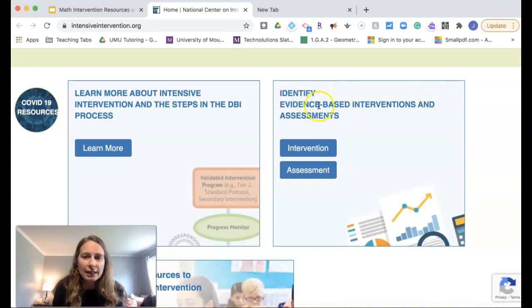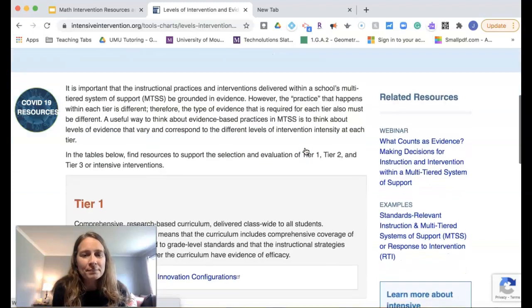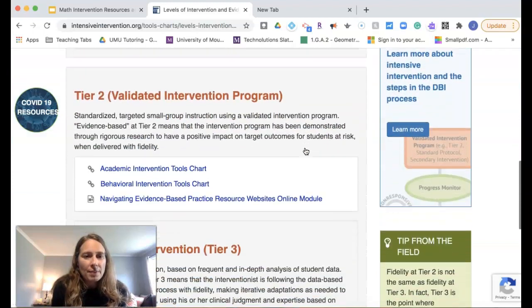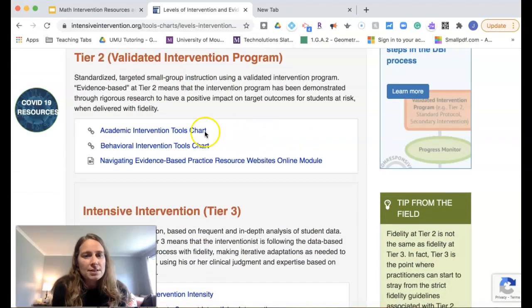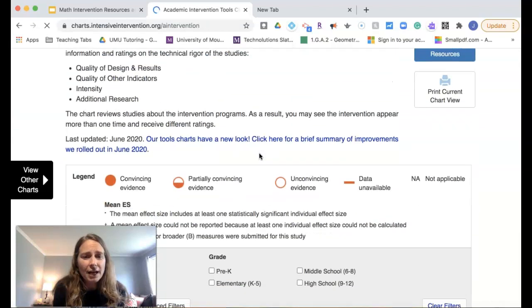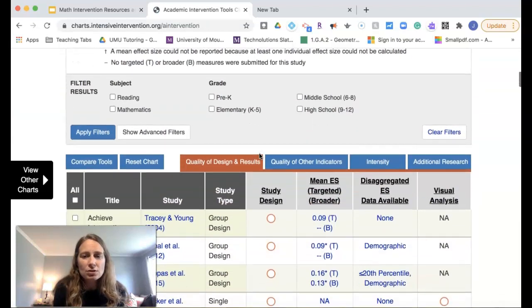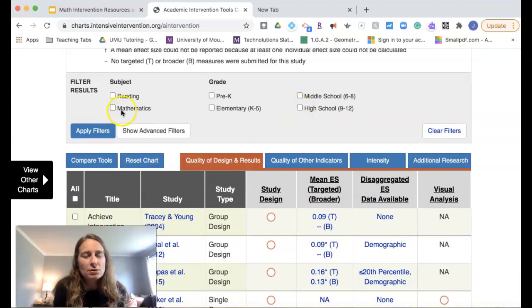So I'm going to go ahead and look at evidence-based interventions. You could look at assessments. They're kind of the same. And it'll talk about different resources. It looks at academics and behavior, which is really nice. And it will look at validated programs, and you can sort by middle, high school. You can sort by mathematics. Let's go ahead and do that just so you can see.